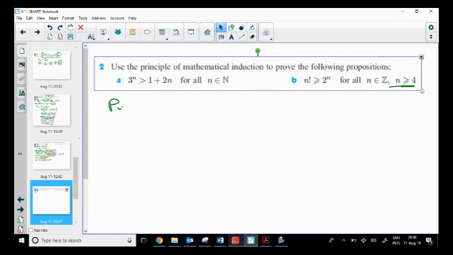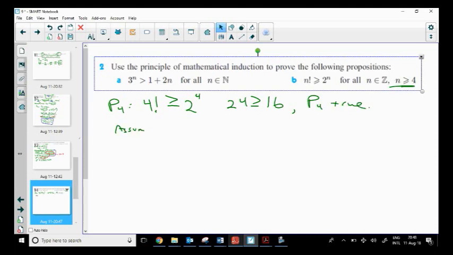Let's go. So p sub 4 says that 4 factorial should be greater than or equal to 2 to the power of 4. Well, 4 factorial is 24. 24 is greater than or equal to 16. So p sub 4 is true.